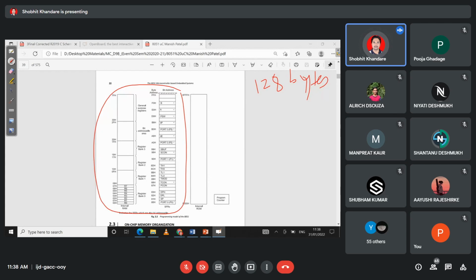I want everyone to observe keenly. Today I am taking this in detail, and you should be able to understand this concept now. This 128 bytes of internal RAM, I have already explained some of its concept, that it has register bank 0, register bank 1, register bank 2, and register bank 3. I will show you everything here now. If you see carefully, see the address. Let me zoom this so that it will be visible properly.